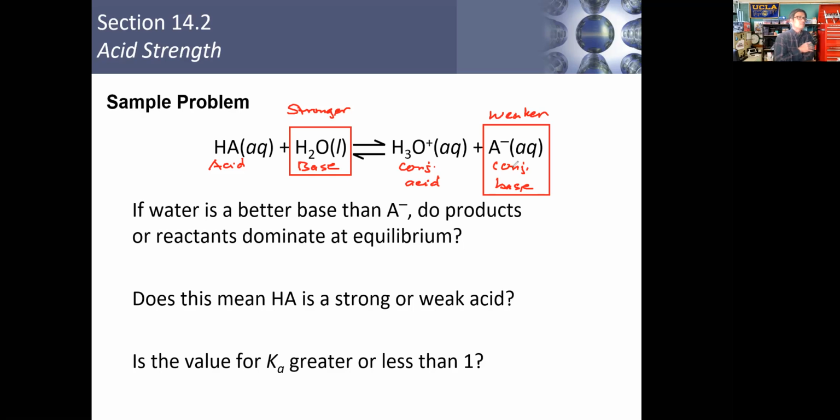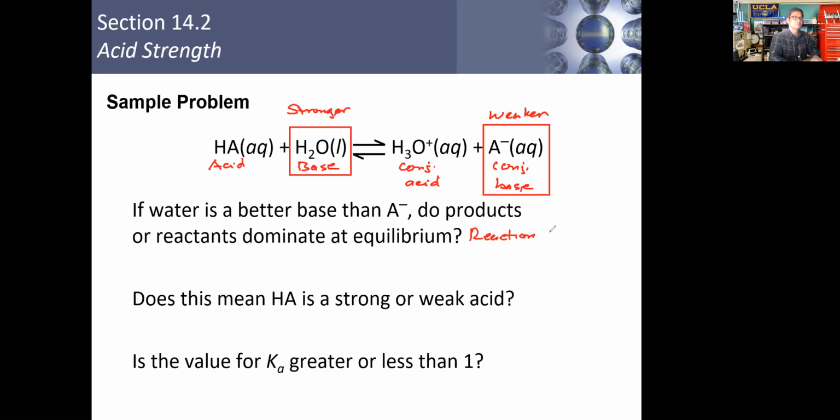Do products or reactants dominate at equilibrium? That means which side of this reaction is favored if water is the stronger base? When water is the stronger base, it does a better job of accepting this hydrogen ion than this base. This base doesn't do a very good job of accepting a hydrogen ion from the hydronium here. So if water does a better job of removing this hydrogen ion, the reaction will shift towards the right.